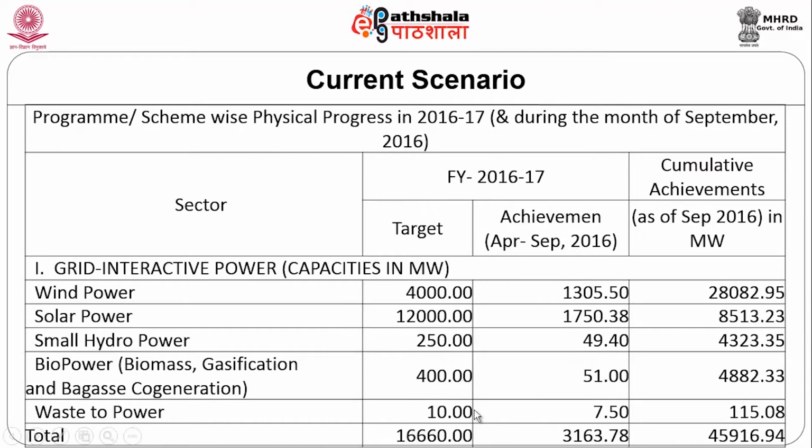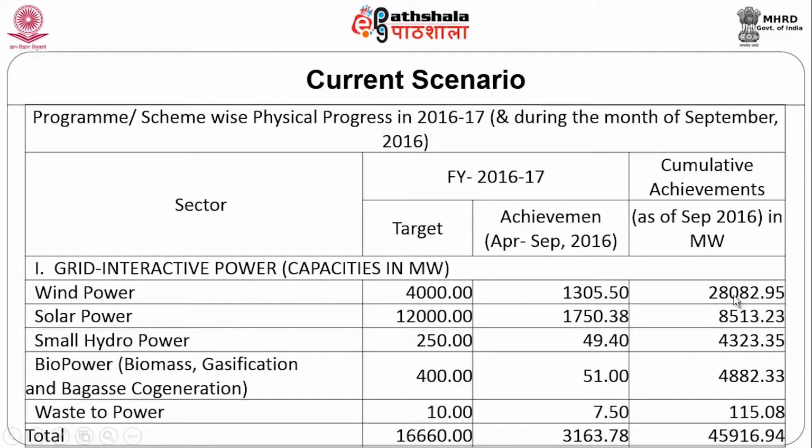And this is about grid interactive power capacities in megawatt, from wind, solar, small hydro, bio, and waste to power. This is completely renewable energy based power plants, and wind is a major resource among all renewable energy sources. We have installed about 28,082.95 megawatt of electricity from wind energy, which is remarkable.